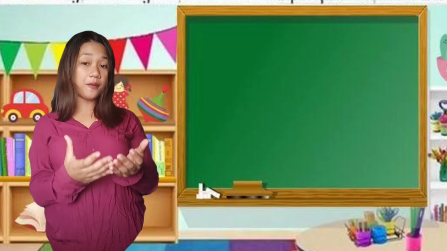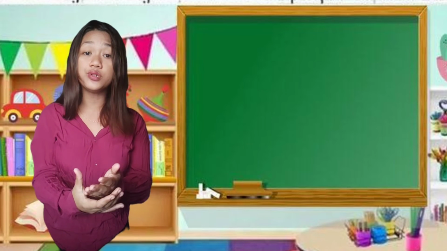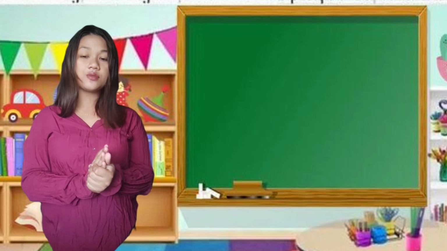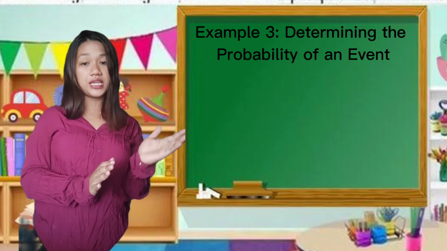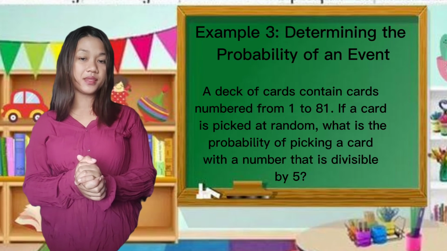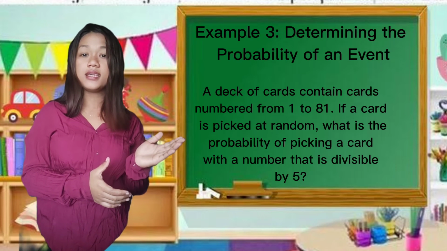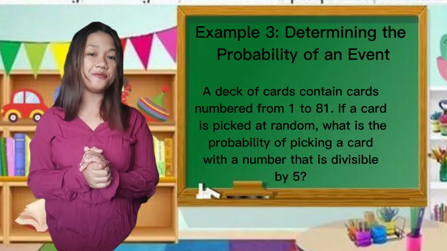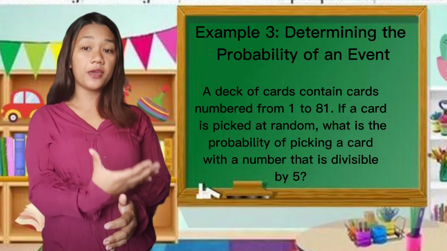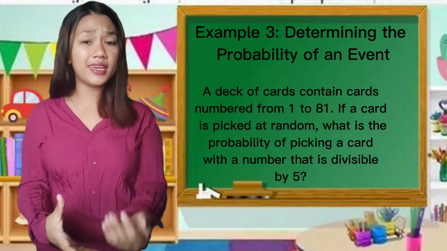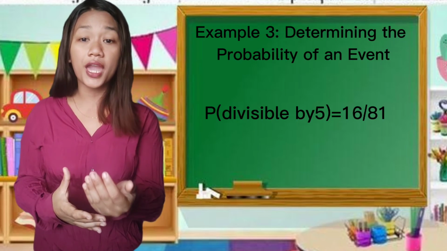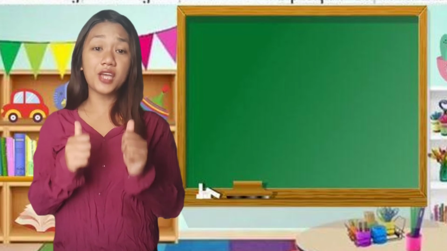Let's consider another example, and it's your turn to answer. Example number 3, determining the probability of an event. You can answer this in 5 minutes. The probability of picking a card with a number divisible by 5 from this deck of cards is, what's your answer? Yes, 18 over 81. Great job, class.